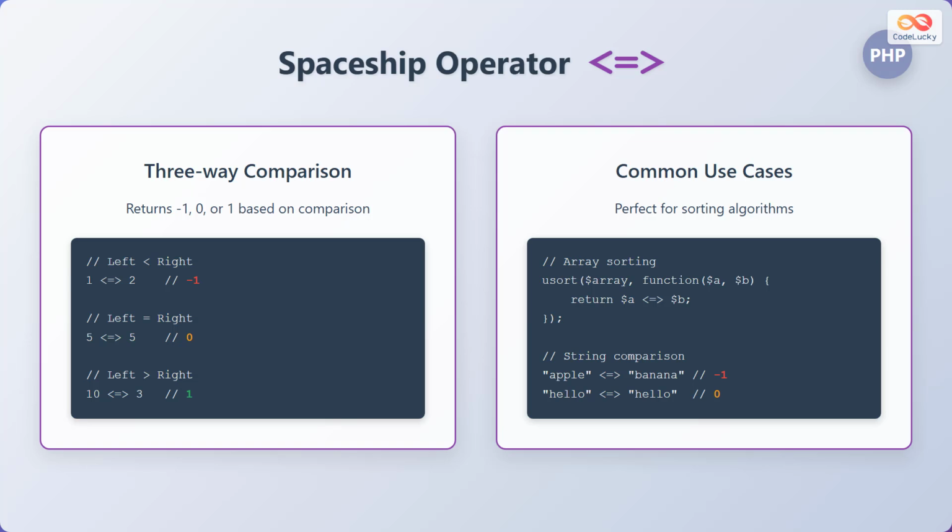For instance, using the usort function, you can easily sort an array by comparing elements a and b using the spaceship operator. For string comparisons, apple spaceship banana returns -1, and hello spaceship hello returns 0.